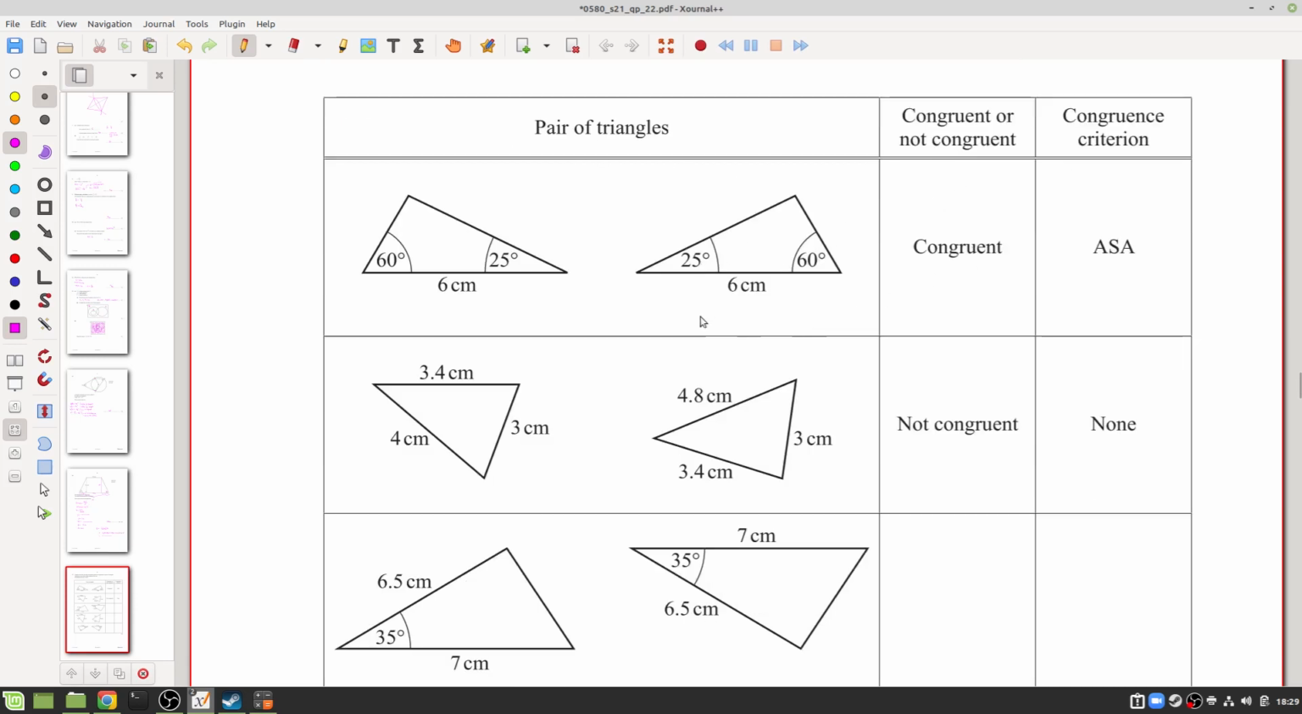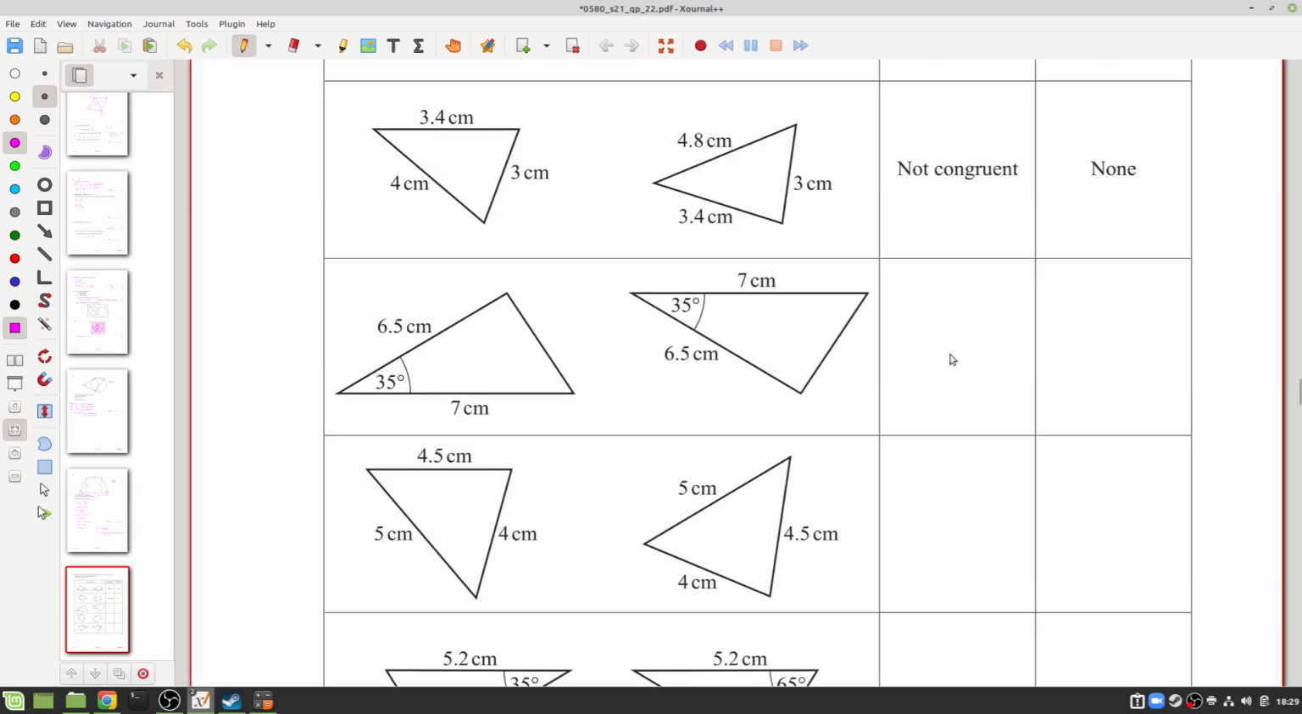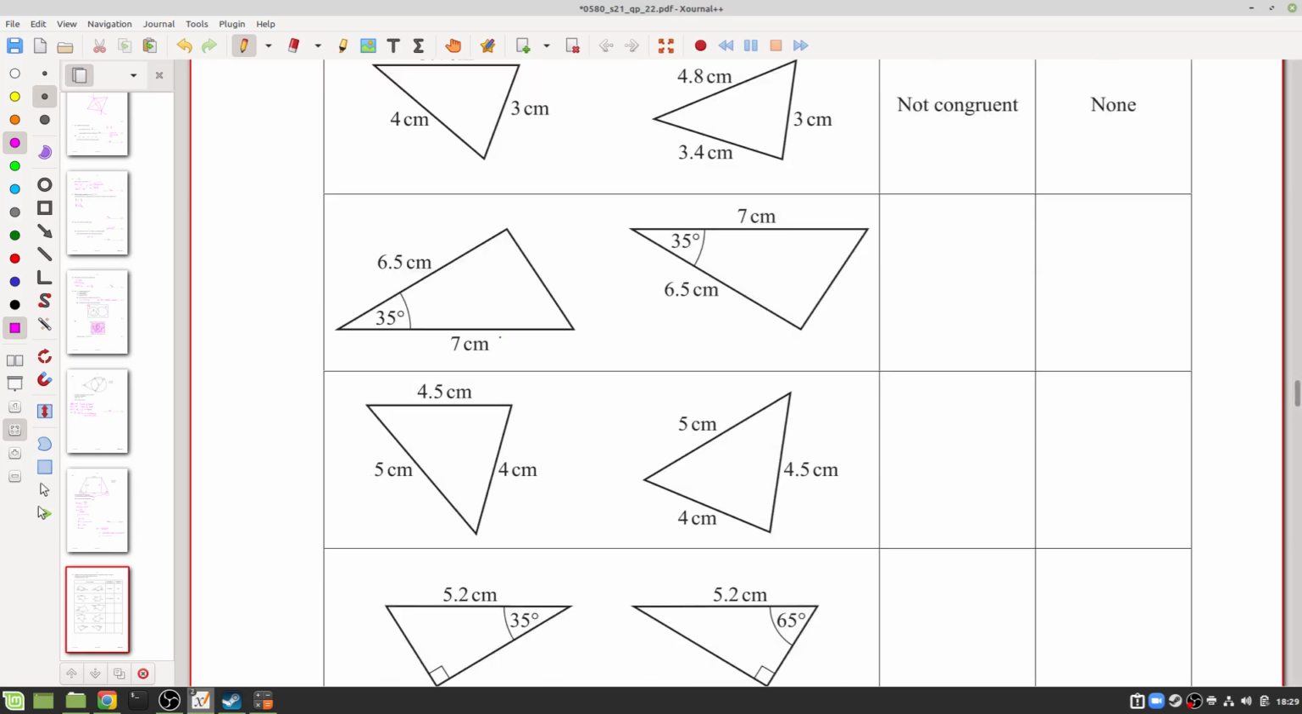Okay, so this one is congruent because angle, side, angle, then angle, side, angle, which are the same, right? Angle, then a side, then an angle. Okay. This one is not congruent because sides are not in the same ratio. We've got 3.4, 3.4, we've got 3 and 3, but then we've got 4.8 and 4, so they're not all the same. Okay, so here we've got a side, which is the same as that side, then an angle, which is the same as that angle, and then a side again, which is the same as that side. So this one is congruent.